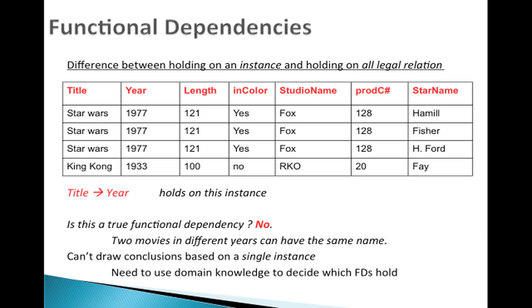Okay. So again, this makes the same point. Here, for instance, with these four tuples, we can see that title implies year is actually true. In this case, two tuples that have the same value of title have the same value of year. But clearly, we know that this is not true. Title does not imply year. Two movies can have the same title but could be in different years, and so there is not a true functional dependency. So in other words, we have to think about all possible legal relations, which of course means that we need to understand the domain to be able to talk about functional dependencies.